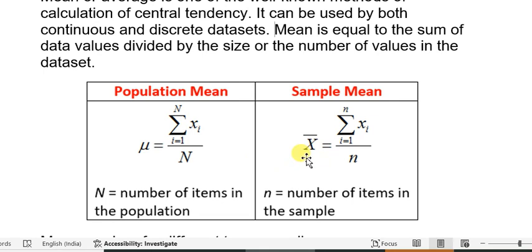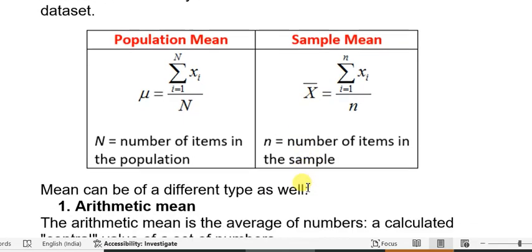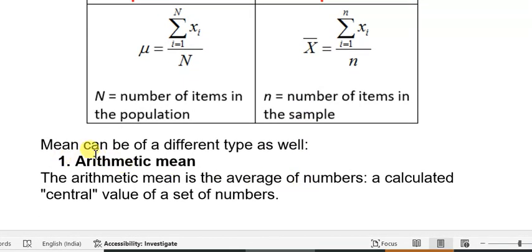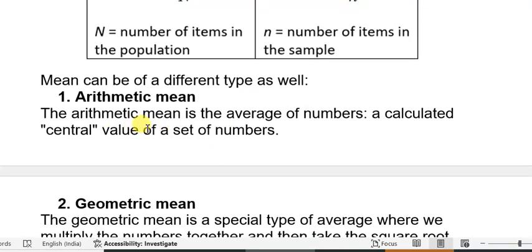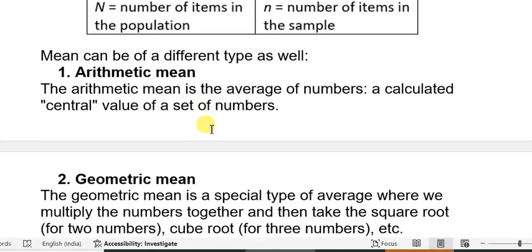Population mean and sample mean. Population mean is mu, where N is the number of items in the population. Sample mean uses n, the number of items in the sample. And mean can be of different types as well. Arithmetic mean: the arithmetic mean is the average of numbers, a calculated central value for a set of numbers.